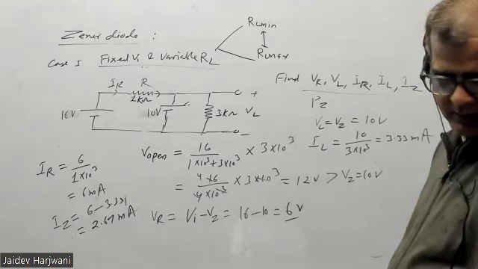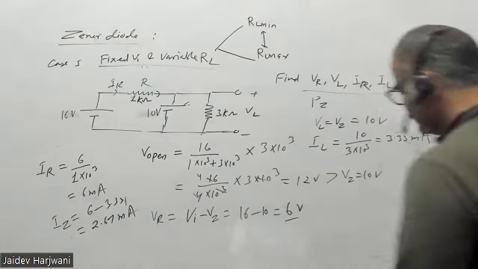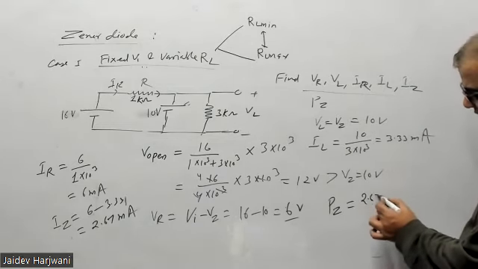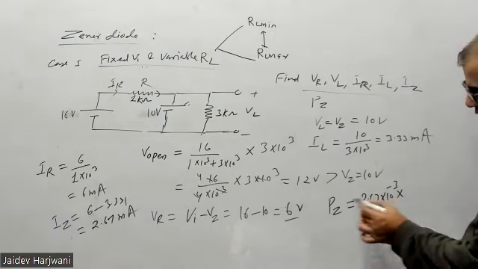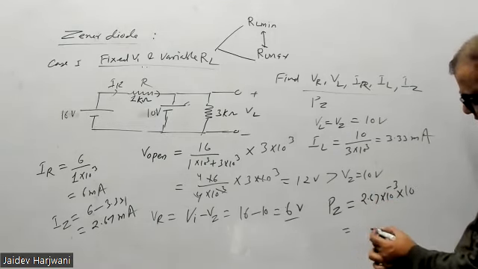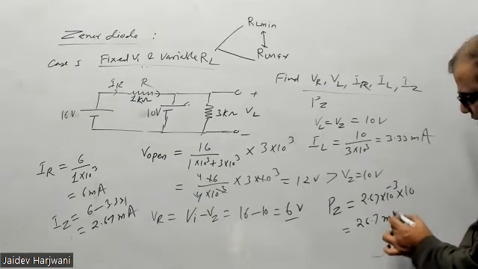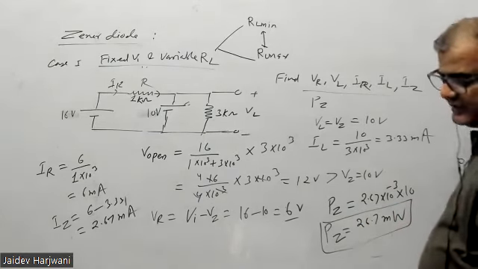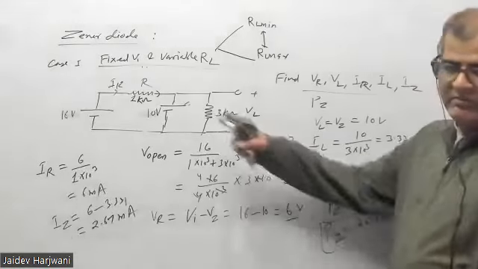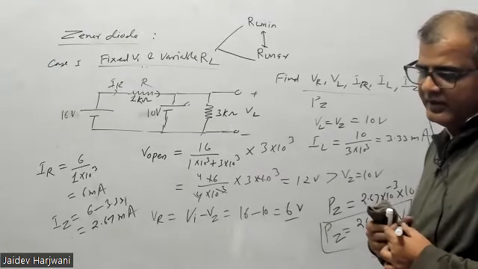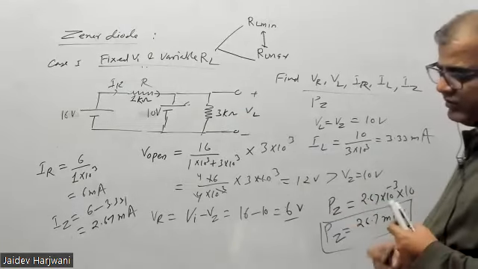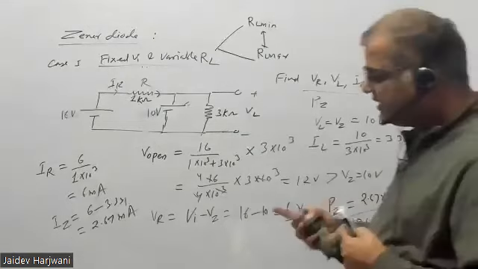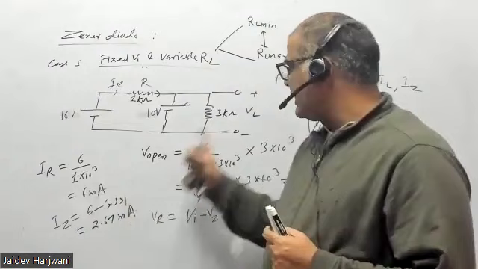Okay, and if you find the power PZ, how much is it? It is IZ, 2.67 milliampere, into Vz 10, that is 26.7 milliwatt, the power loss in the Zener diode. And the maximum Zener diode power, how much did I give you? I gave you 30 milliwatt. So if it is 30 milliwatt, that means still we can increase IZ. And IZ, how can you increase? By reducing IL.